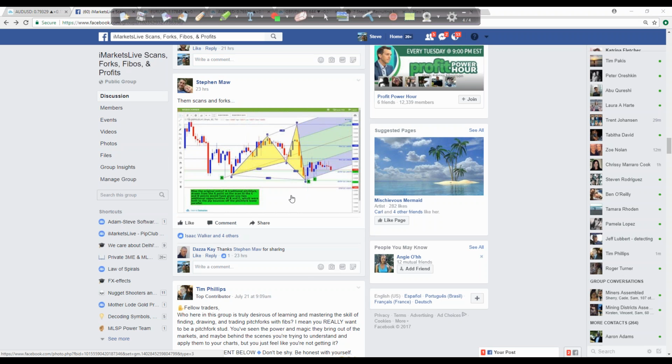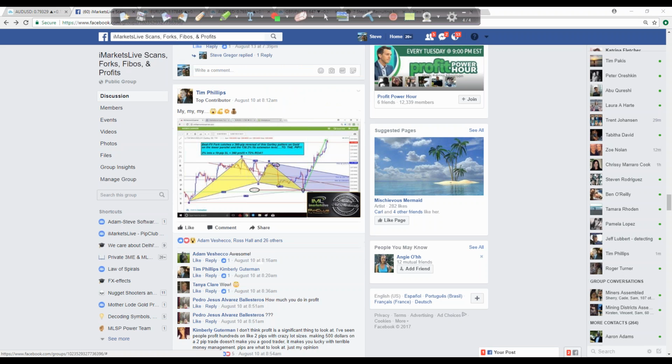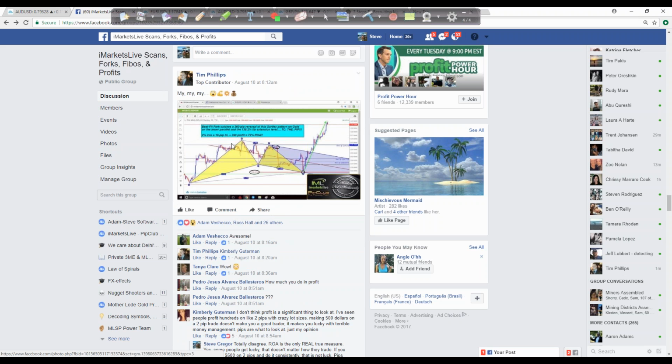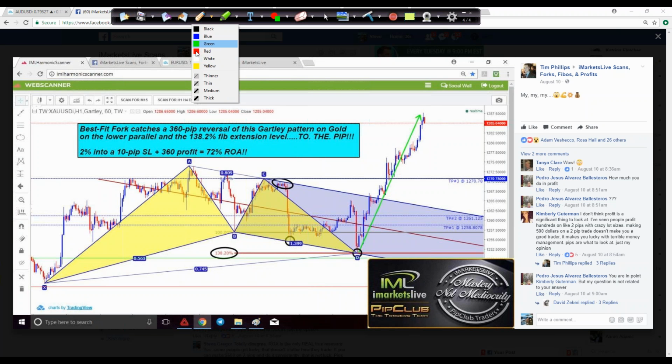You'll see various traders post trades that are in here that are Pitchfork, Scanner, or just Pitchfork related or just scan related. So those are announcing the webinar. Let me get down a little further. Okay. So here's one from Tim Phillips. So what he did here was he drew a best fit pitchfork. Okay. It went from swing low to swing high.